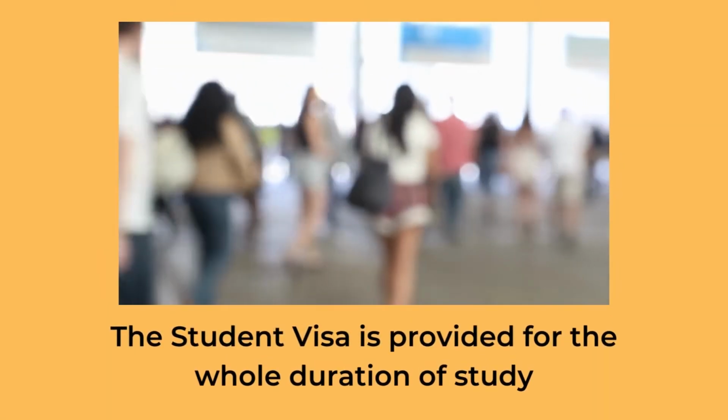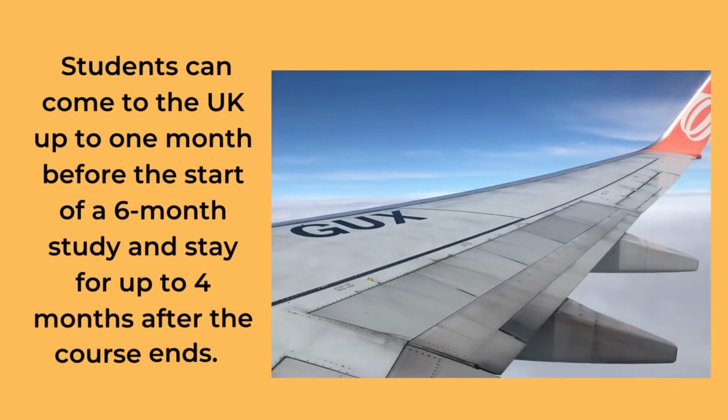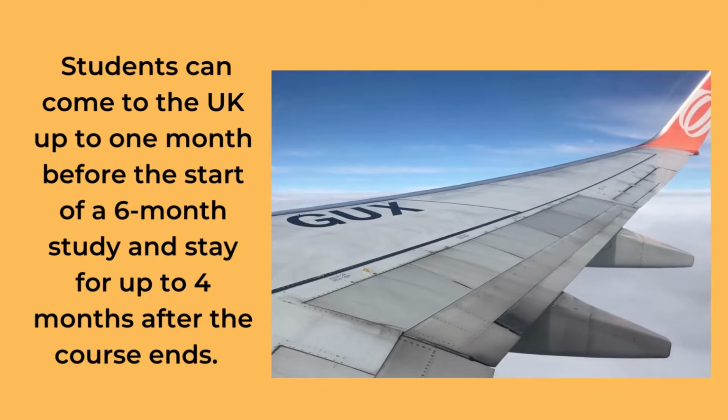Length of stay. The student visa is usually provided for the whole duration of study. Students can come to the UK up to 1 month before the start of a 6-month study and stay for up to 4 months after the course ends.